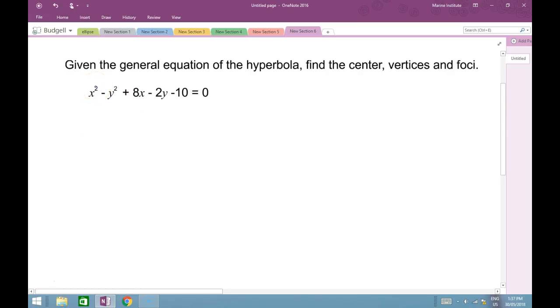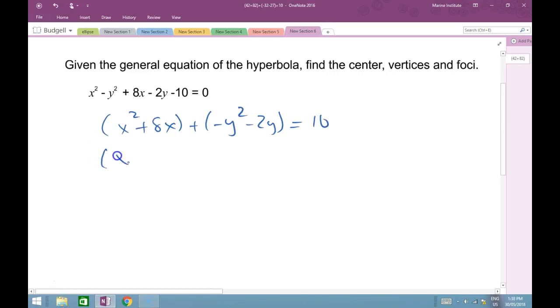First thing we're going to have to do is change this from general form to standard form so we can find the center. Group all the x's first. Put a plus sign and then group all the y's. Note I have negative y squared. And we're going to bring the minus 10 across to a positive 10.